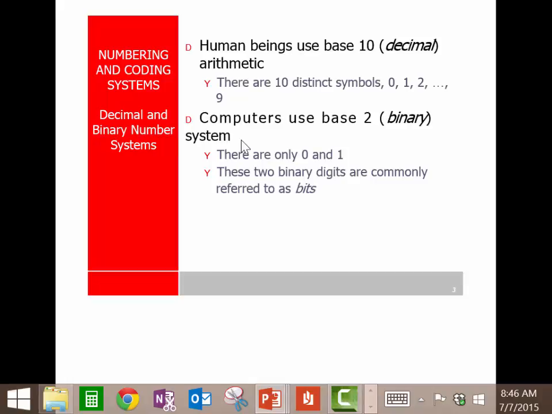So when we look at a binary number, if we only have one digit, it's called a bit.